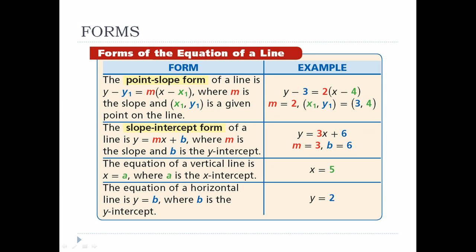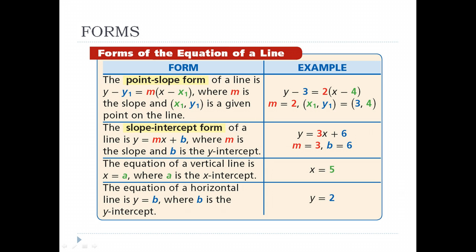The slope-intercept form is our most commonly used for graphing. So we want it to be y equals mx plus b. Remember that b stands for beginning. When we graph, we start at b. In this case, it's 6. Then we use the slope for movement, how our line moves. So we would go up 3 over 1.